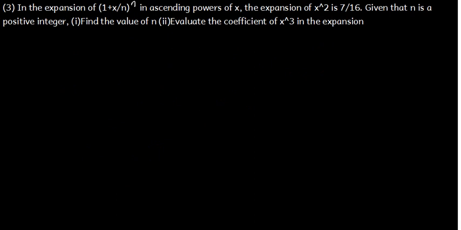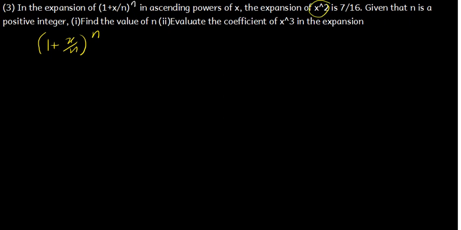Consider the next question here. In the expansion of (1 plus x over n) to the power n in ascending powers of x, the coefficient of x squared is 7 over 16. The question was more supposed to say its coefficient, the coefficient of x squared, instead of the expansion of x squared, is 7 over 16. So that is the number in front of x squared.